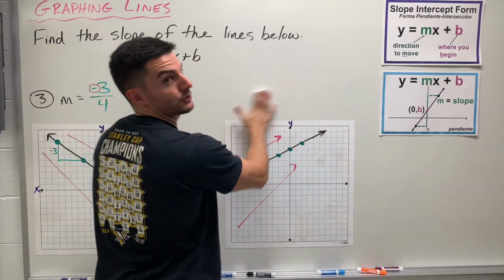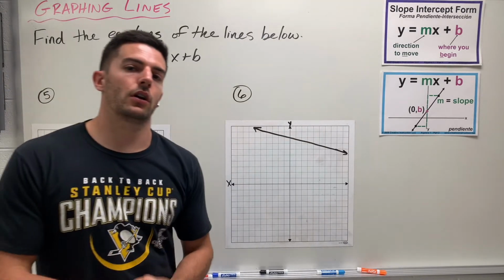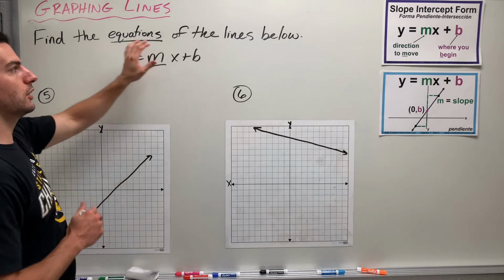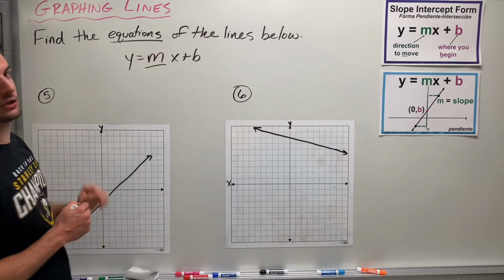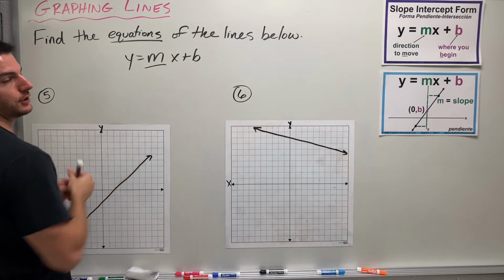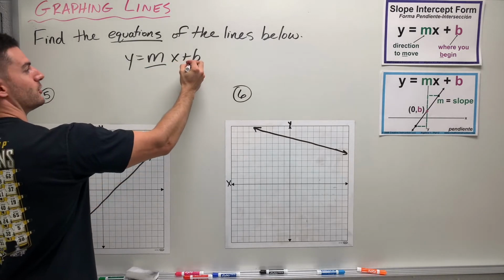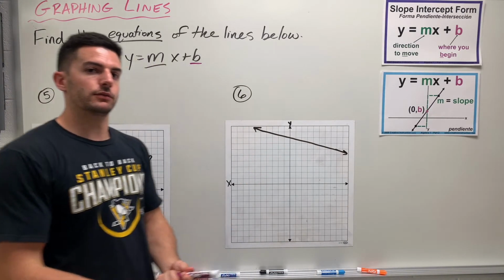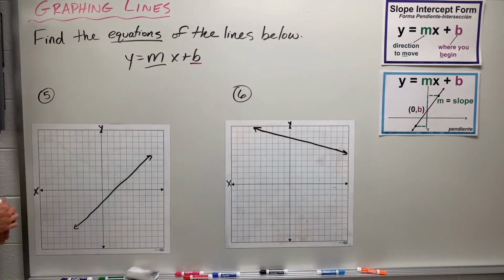Okay, two more examples, like I said. So here are my new lines, and notice the directions change. It no longer says find the slopes of the lines below, it says find the equations, okay? So the whole equation, it's not just the m value. Now we're finding m and b, because both of those values are necessary for a complete slope-intercept equation, right? And that's just a little bit more.